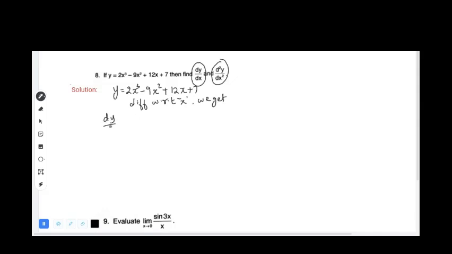dy by dx is, we will be writing 2 as it is. Differentiation of x cube will be 3x square. We are using the formula: differentiation of x power n is n into x power n minus 1. Then minus 9 as it is. We are differentiating the x square, so it will become 2x. I'm not writing the power 1, because x to the power of 1 is x only.